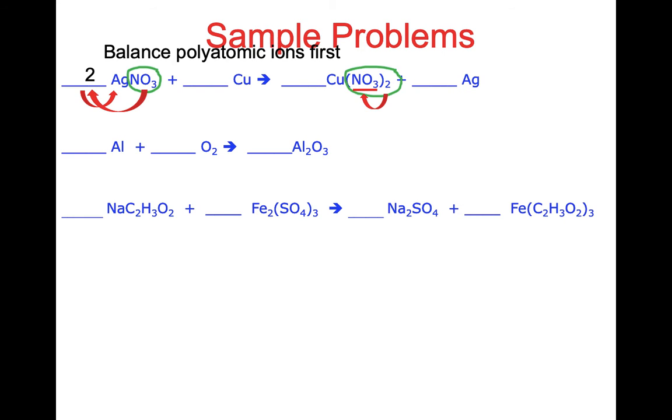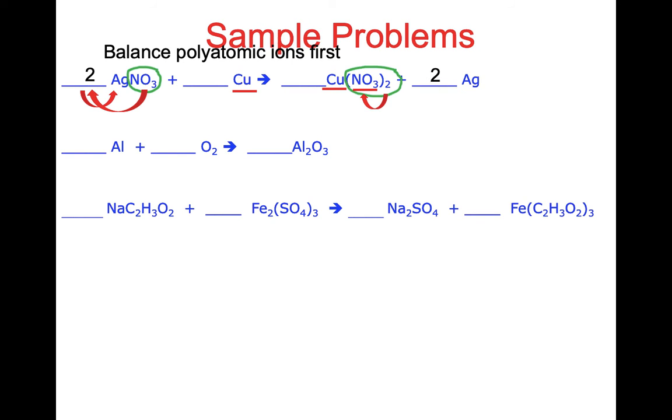So on the right side, I need to put a 2 in front of the silver. Now my silvers are balanced, my nitrates are balanced. The last thing I need to check are my coppers. I have 1 copper on the left side of the yield sign, and I have 1 copper on the right side. So now this is a balanced equation. The coefficients are 2, 1, 1, 2.